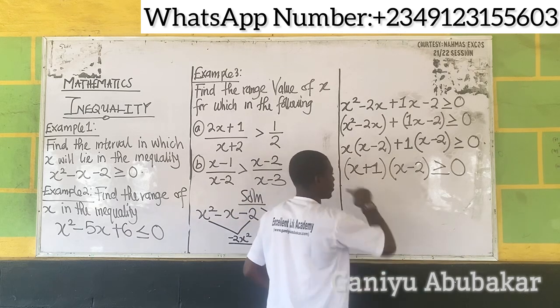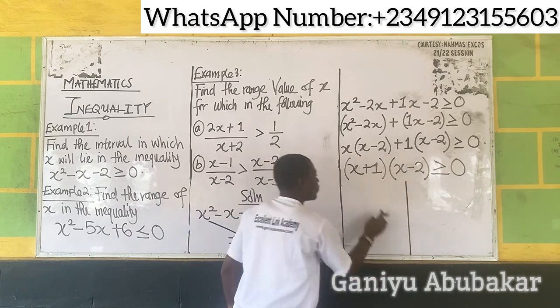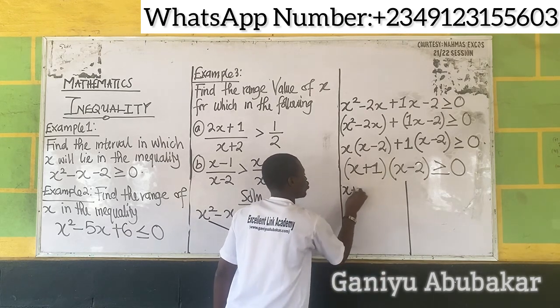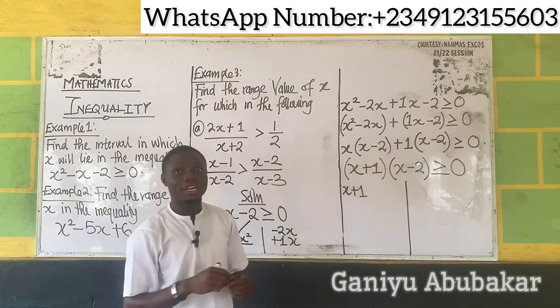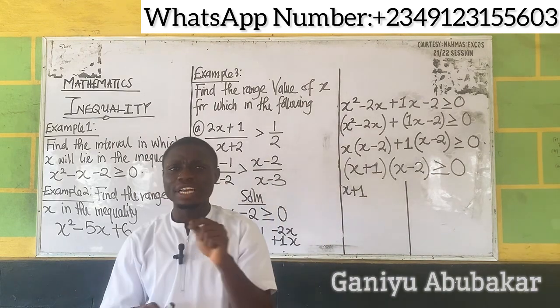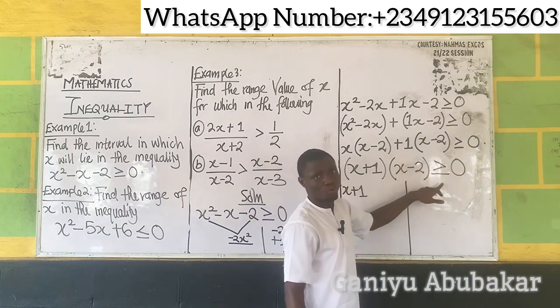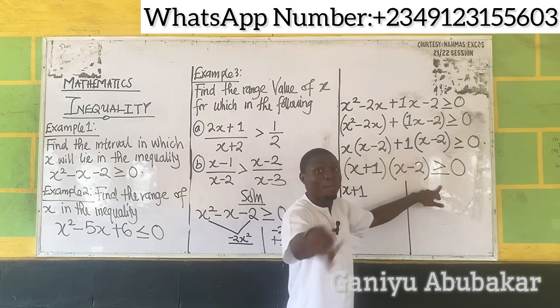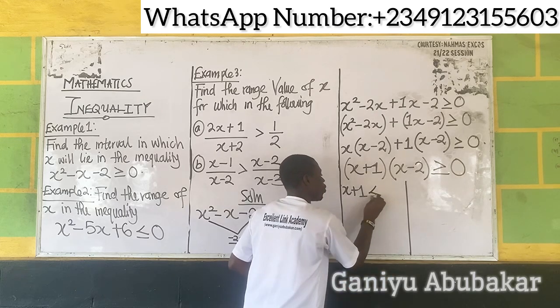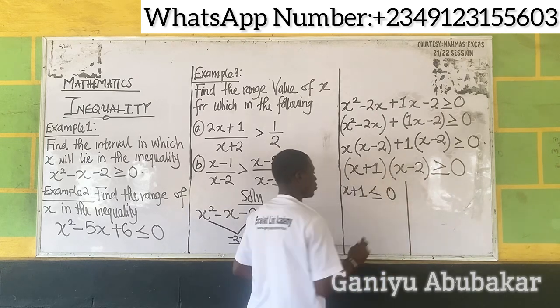So I'm saying this, please. I'm saying that for this one here, x plus 1 is greater, right? It being greater means I will change the symbol. The symbol was given as greater than or equal to. I'll have to change it to what? The opposite, which is what? Less than or equal to, and I have 0.